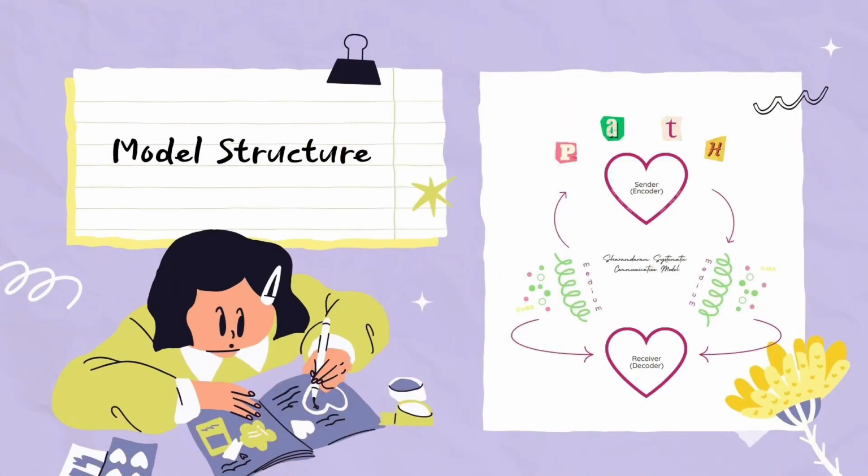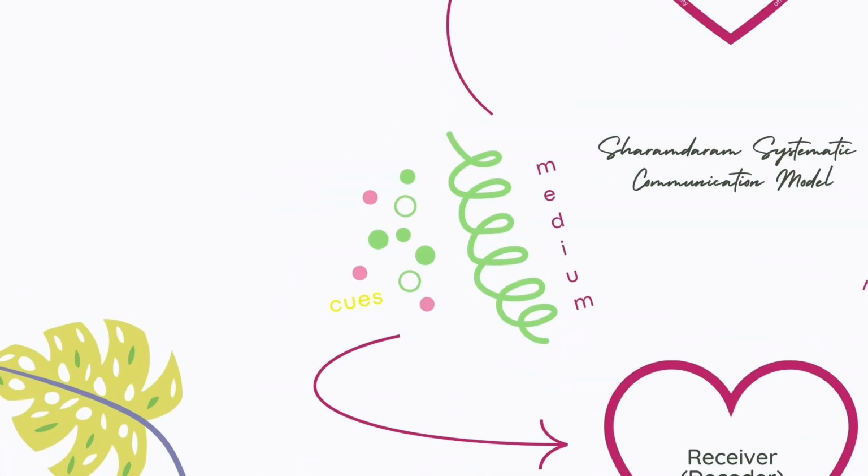This model is used when the sender sends a message with an affinity signal in every conversation she has. And then, there is a medium in the middle where different cues are present. And it is up to the receiver whether he takes the message with an affinity touch or a normal one based on the cue that he received. Such cues include the sender's tone, proximity, and even facial expressions.